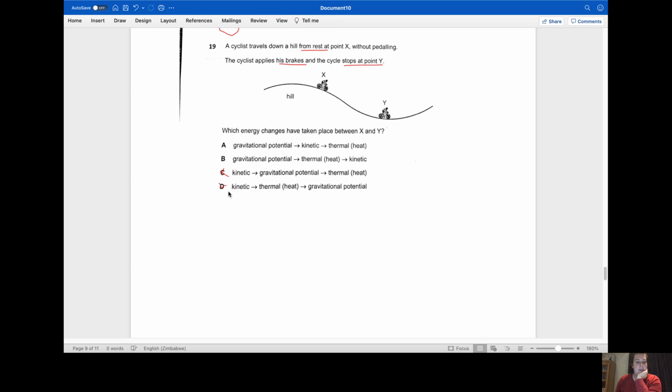Kinetic is not first because it says he was from rest. So you cross out C and D. We then have gravitational first. He then is moving because he applies his brakes, so he has to be moving. When he applies his brakes, he's going to get friction, which would produce heat. So your answer there was A. Start with gravity pulling him down, which makes him move. He then applies his brakes, which causes friction, so you're going to get thermal or heat energy coming off.